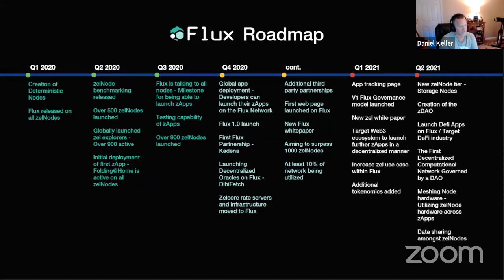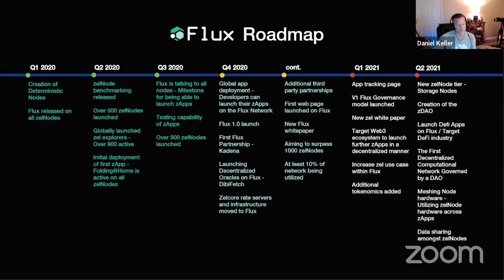We launched our first decentralized Oracle, Divi Fetch, and our Zel Core rate server infrastructure moved over to Flux as well, which is awesome. Additional third-party partnerships are continuing to develop. We want to launch our first web page for Flux, which will go live, and I believe it's live right now. So Flux will have its website updated, and that'll be out there as well. And we're looking to release the new Flux white paper. You got a real small sampling of what that white paper looks like. It really is bullet points. It gives in plain terms exactly what Flux does and how it does it.